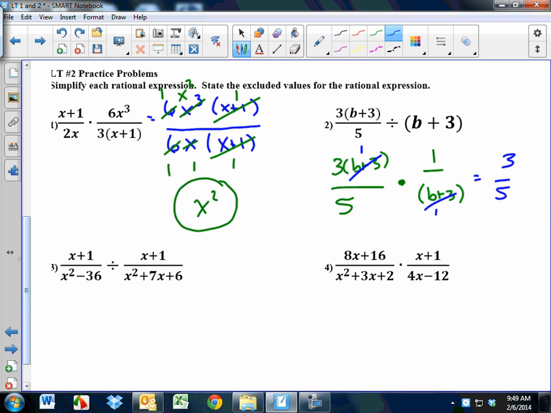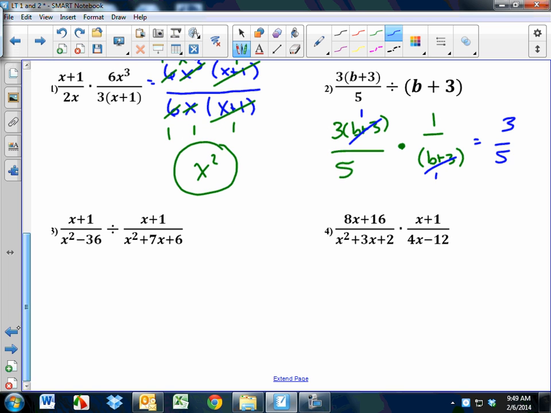All right, now the last two, I'm just going to do number 4. You could do number 3. Make sure that you multiply by x squared plus 7x plus 6 over x plus 1. So make sure you flip that second fraction.